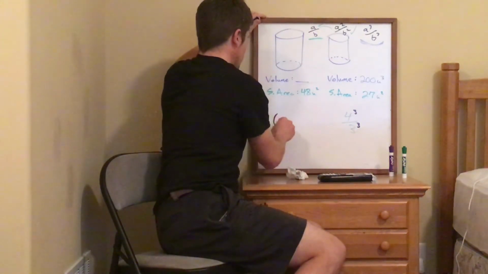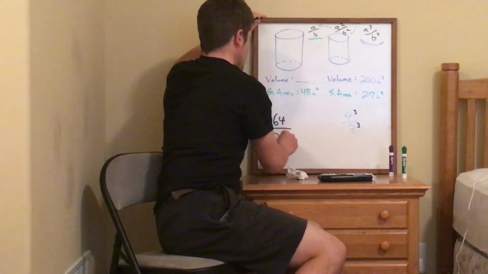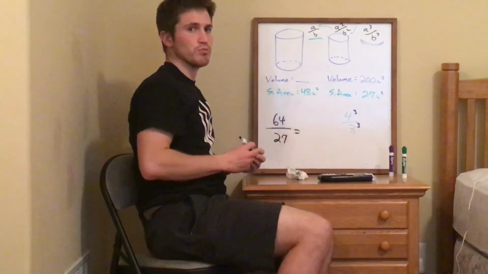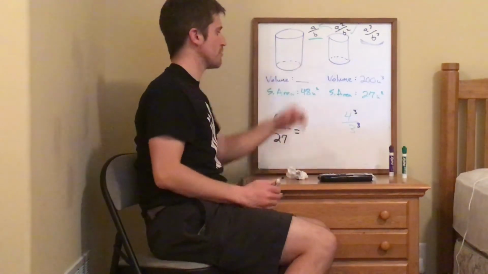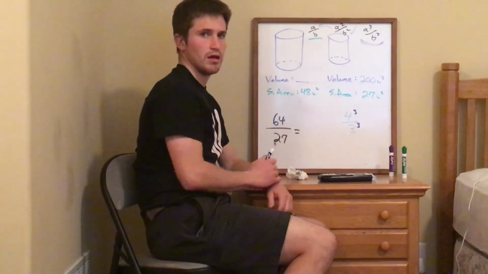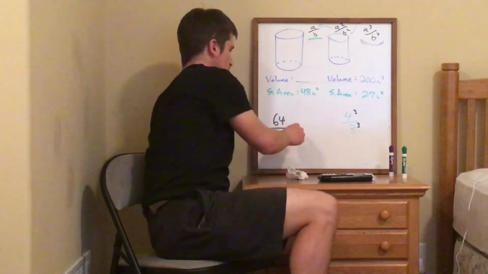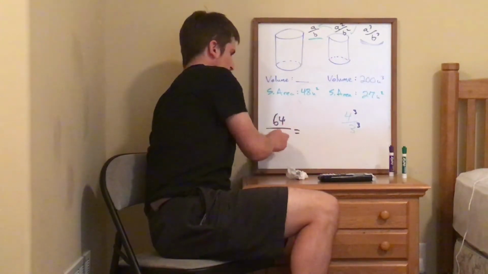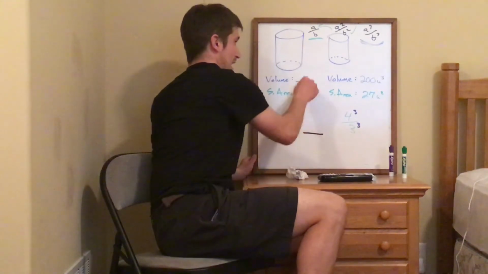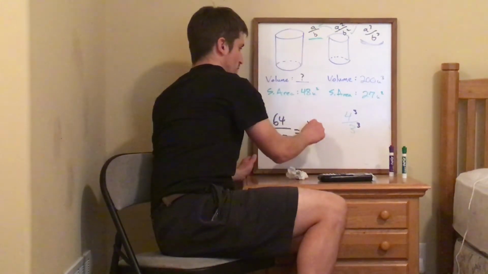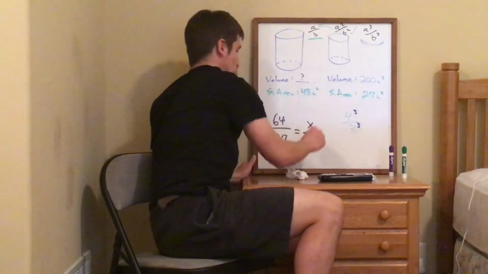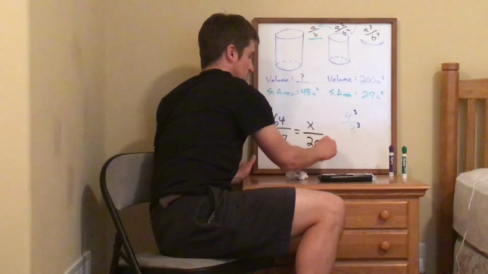4 cubed is 64. 3 cubed is 27. That is the ratio of the volumes. The volumes, when I compare them, will have a 64 to 27 ratio. I'm going to use that knowledge to say, all right, big to small is a 64 to 27 ratio. I don't know what the volume of the bigger one is in my problem. I do know the volume of the smaller one is 200.